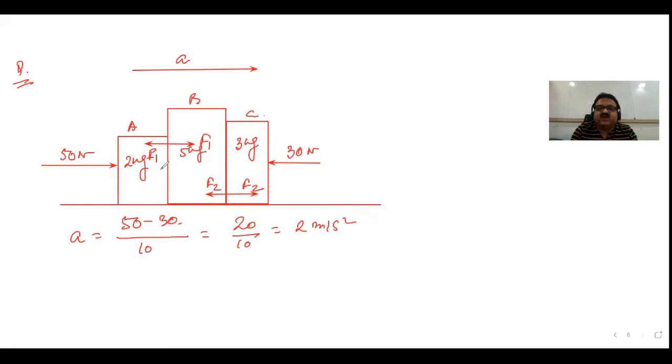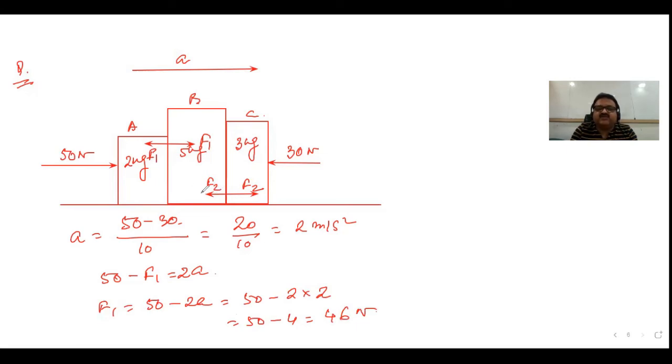Now, we need to find the value of F1. Clear? Now watch this carefully. We can set the equation of motion for this also. Look, for the 2 kg block, set the equation of motion. 50 minus F1 is equal to 2 into A. Now we need to find the value of F1. We can find it easily. This is equal to 50 minus 2A, and 50 minus 2A means 50 minus 2 into 2, that is 50 minus 4, that is equal to 46 Newton.